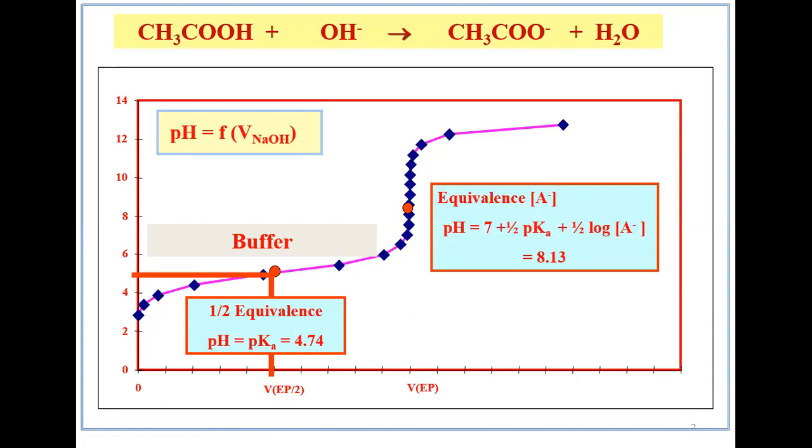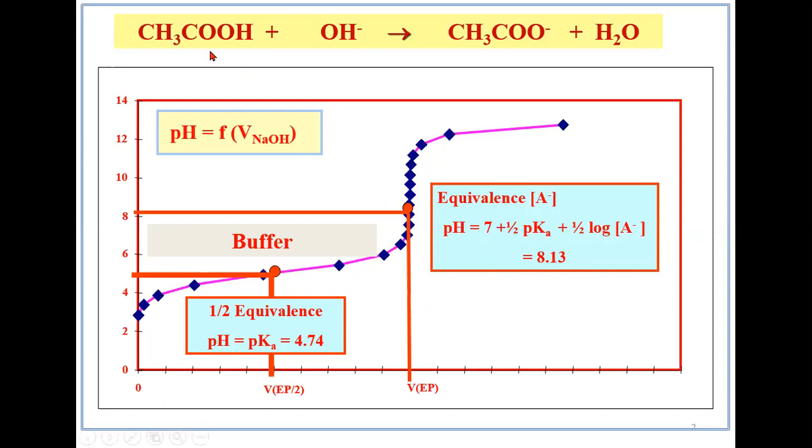We're also going to say that at equivalence point, all of my initial HA is going to become A minus. A minus is a simple base, and the pH is going to be 7 plus half pKa plus half log of A minus. We're going to calculate the concentration of A minus after dilution, dilution by the titration, of course. You're going to see that the pH will be 8.13. This is the shape of the curve of a weak acid titration with a strong base, acetic acid.